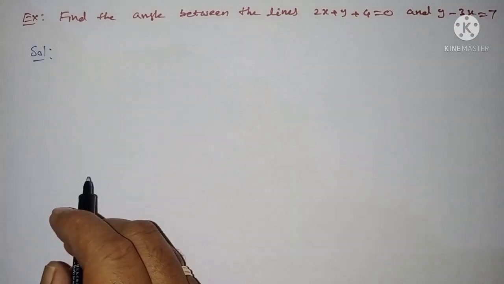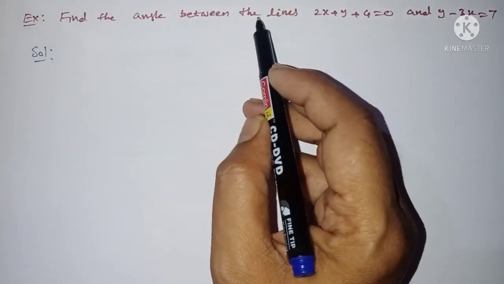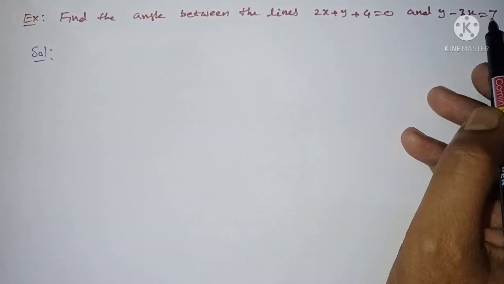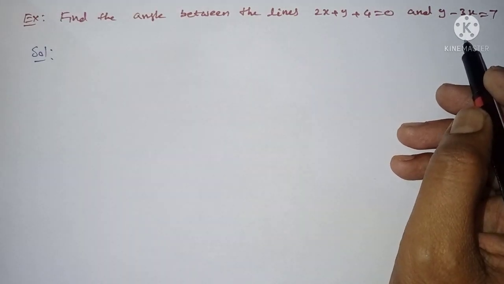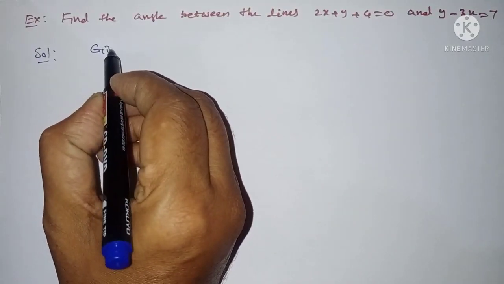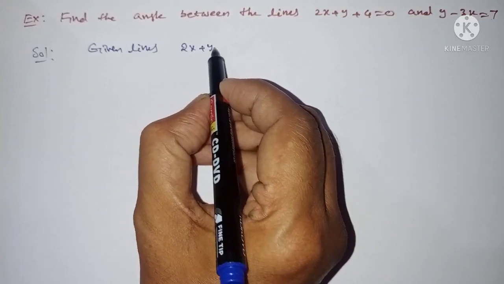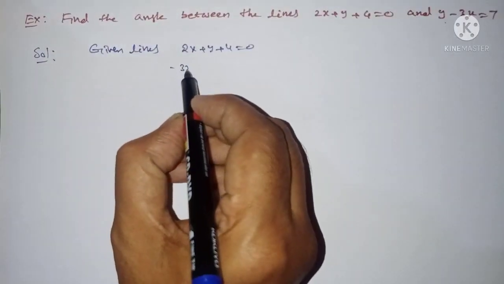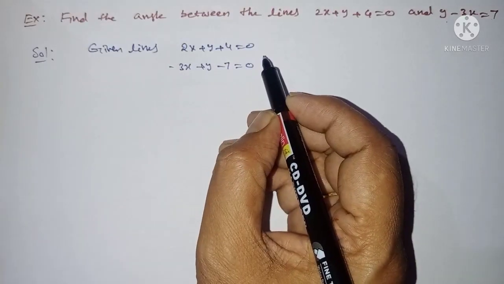You can see one example. Find the angle between the lines 2x plus y plus 4 is equal to 0 and y minus 3x is equal to 7. You can use any method. I am doing the first method, cos theta. The given lines are 2x plus y plus 4 is equal to 0, and in standard form, minus 3x plus y minus 7 is equal to 0.